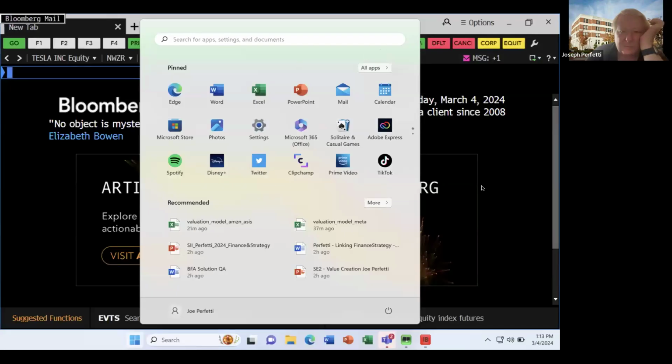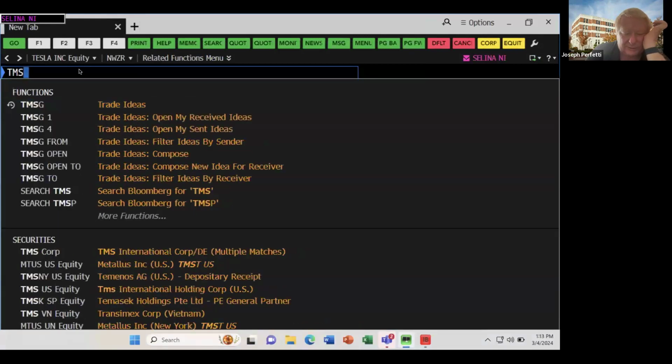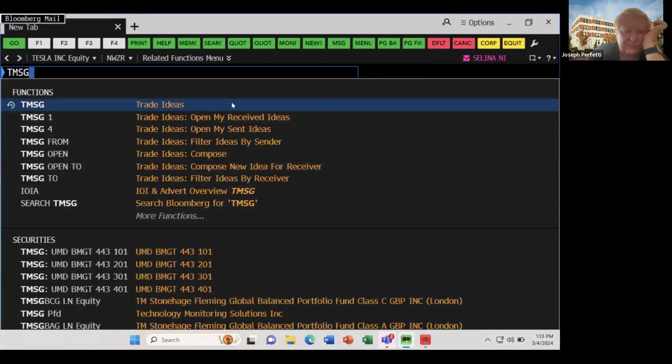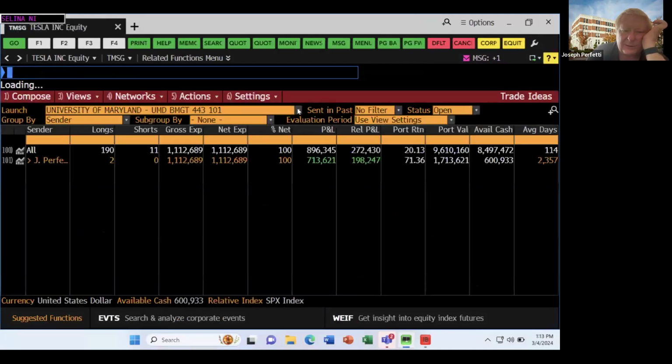All right, last but not least, quick check-in. Let's see if I'm logged into Bloomberg. Thought I was. Just check in on your Bloomberg trading challenge, see how we're doing. This is section 201.